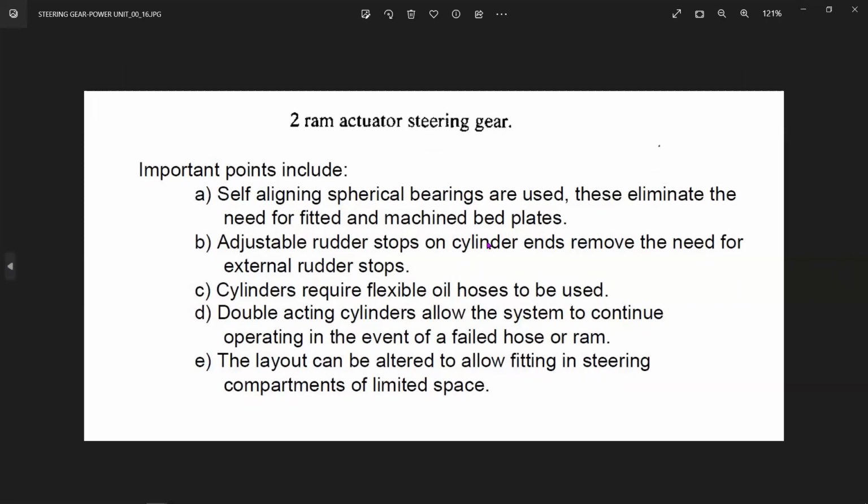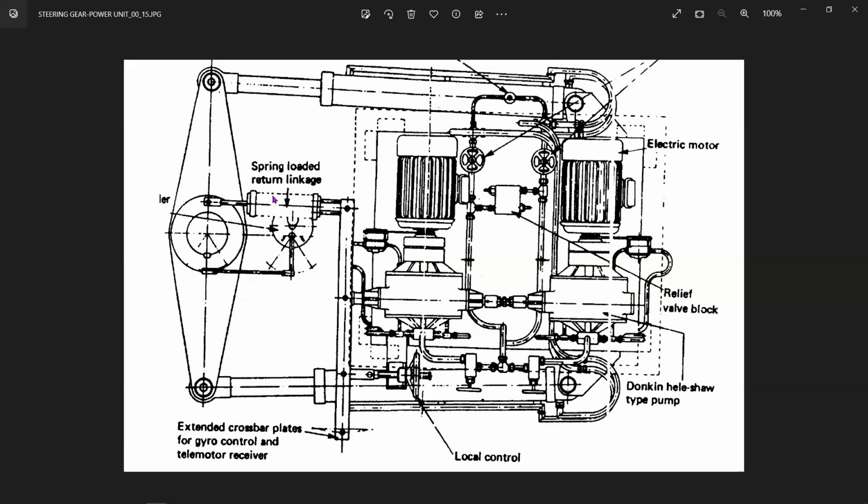That means if you do not have the height or width as required, you can have this entire arrangement in a narrow mechanism. It can be fitted in a narrower place.